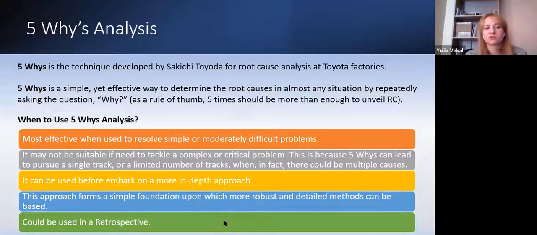And as well, it could be used in retrospectives. That's an interesting point. I don't know if anyone of you uses it in retrospectives, but it's a very useful tool. When you ask what went wrong, what went good, which improvements we should make, you could use root cause analysis, simple 5 whys. Just ask why it went bad or good, and find this cause.